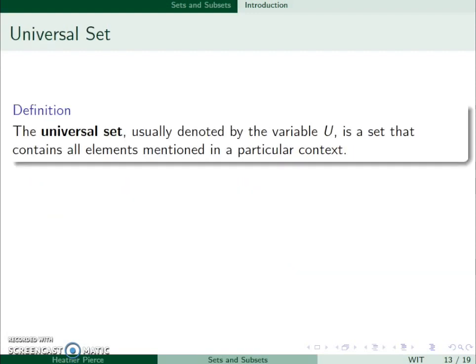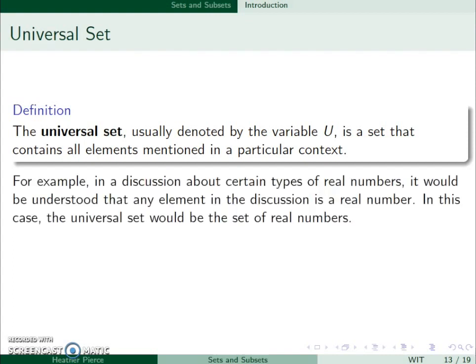The universal set, which is usually denoted by U, is the set that contains all elements mentioned in a particular context. So for instance, in my last example, the universal set would be the real numbers since I was considering the elements of the real numbers whose absolute value was less than 1. So for another example, if we want to consider certain types of real numbers, it would be understood that any element is a real number. So that is the universal set.